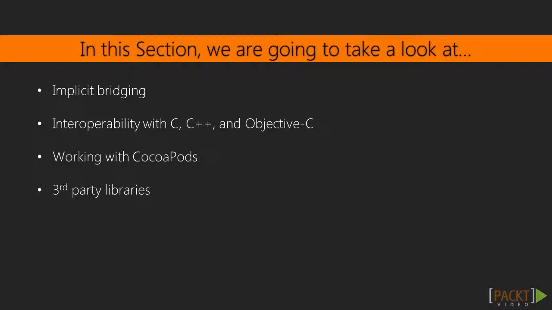In this section, we're going to learn how Swift implicitly bridges to Objective-C with the Cocoa framework. Then, we'll learn how we can utilize bridging headers to enable our Swift code to communicate with Objective-C, C, and even C++. We'll also see how we can utilize CocoaPods to incorporate third-party libraries into our applications.